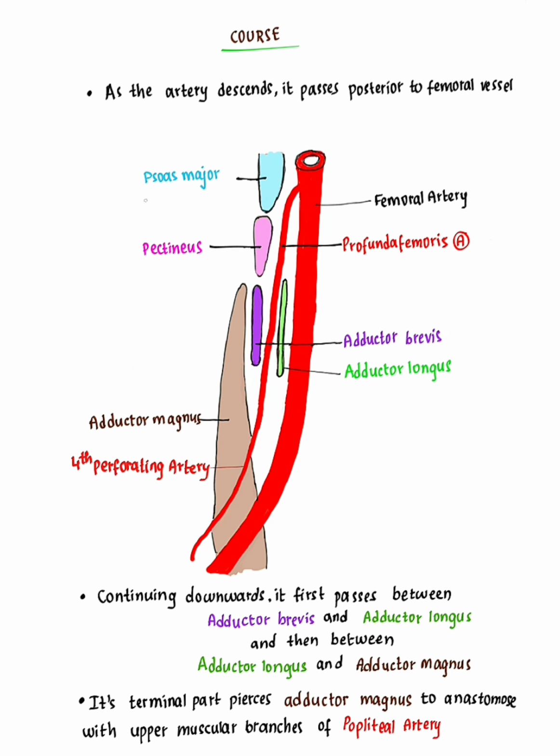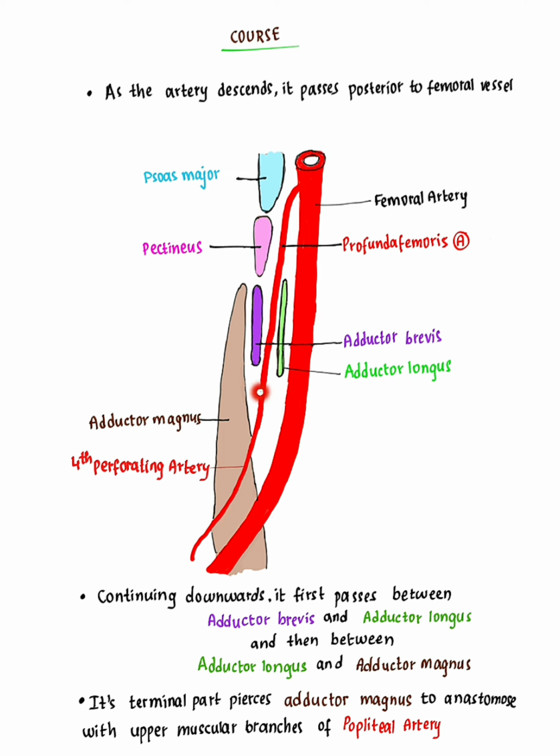Course of profunda femoris artery. As the artery descends, it passes posterior to femoral vessels. Continuing downwards, it first passes between adductor brevis and adductor longus.